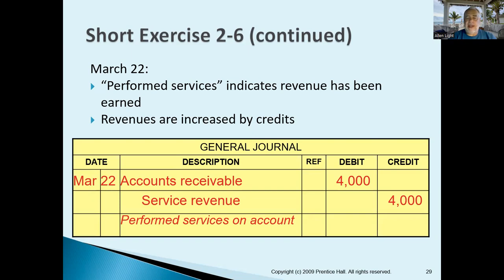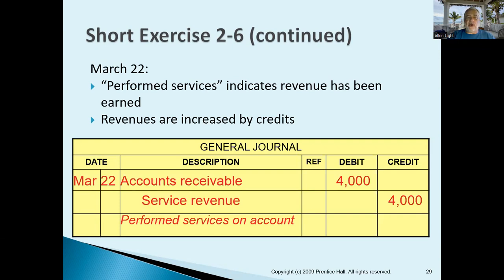Now, we performed services for them, which means that we've gone out and we've earned some money, okay? Even though they haven't paid us, we've still earned it. And remember the rule, we have to recognize revenue in the period that it was earned, which is now. So we've got to recognize it. So that means that money that we've earned for performed services becomes revenue. In this case, it's called service revenue because that's how we earned it. We provided a service, okay?